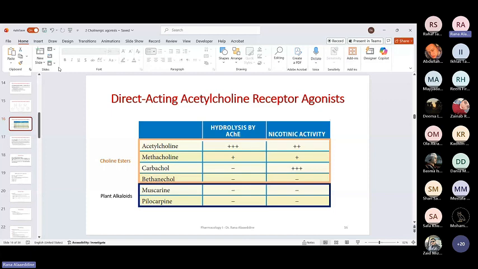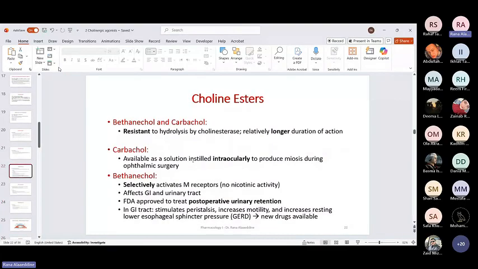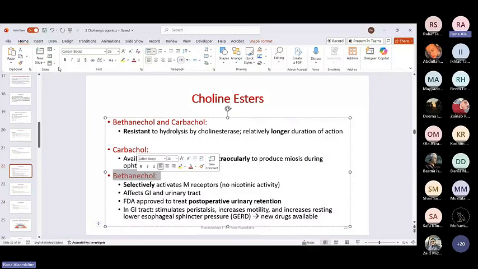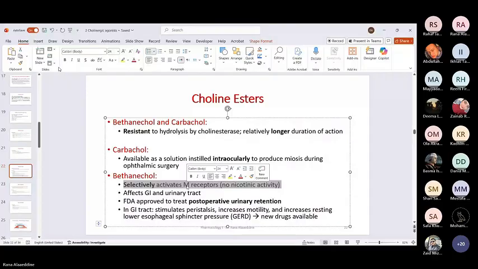We need to target only the eyes, so intraocularly in case of surgery. Whereas bethanechol is a drug that is good to be given orally because it doesn't have nicotinic activity. It will only act on muscarinic receptors, which is good. What will it do? It will affect the GI and urinary tracts. Guys, what will it do to the GI tract? More motility or less motility? More, exactly, and this is why we use it.